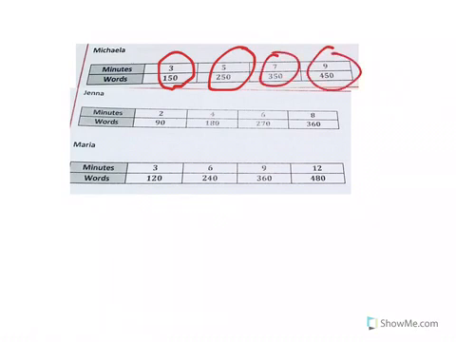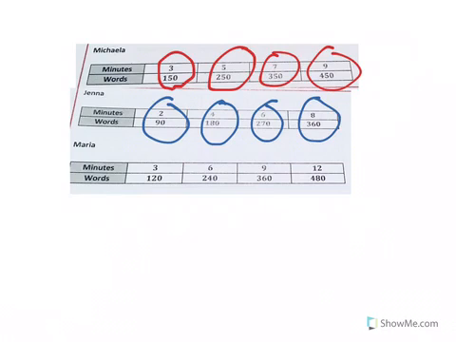Down here we have Jenna, and it shows that in 2 minutes, she can type 90 words. In 4 minutes, she can type 180 words. In 6 minutes, 270. 8 minutes, 360 words. So we can see just how fast they can type in these different time frames. Down at the bottom, Maria, in 3 minutes, can type 120 words. 6 minutes, 240. 9 minutes, 360 words. And in 12 minutes, 480 words.